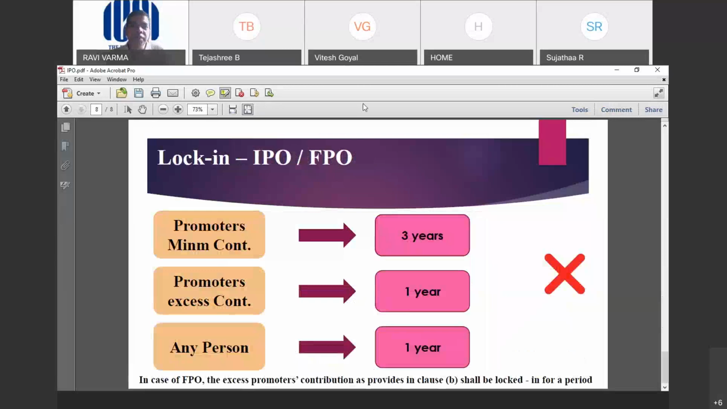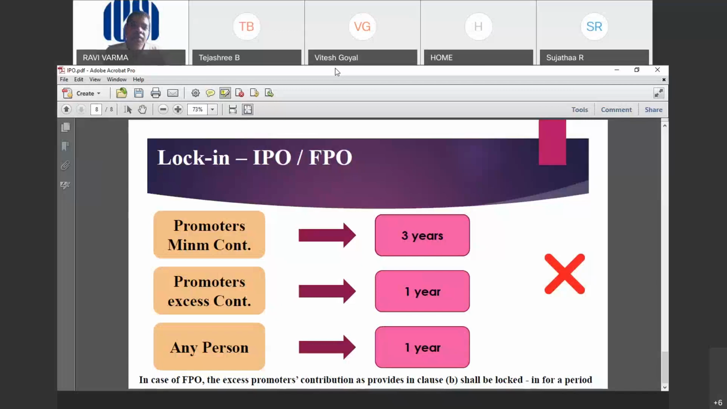The lock-in under the IPO is very well depicted on your screen. IPO or FPO, both are mentioned. Under this IPO, there has to be a minimum promoter's contribution, and the minimum promoter's contribution will be 20%. I will tell you that it is there in the study material. So that 20% should be there, right? Whatever 20% they bring will be under lock-in for a period of 3 years. 3 years. Why?